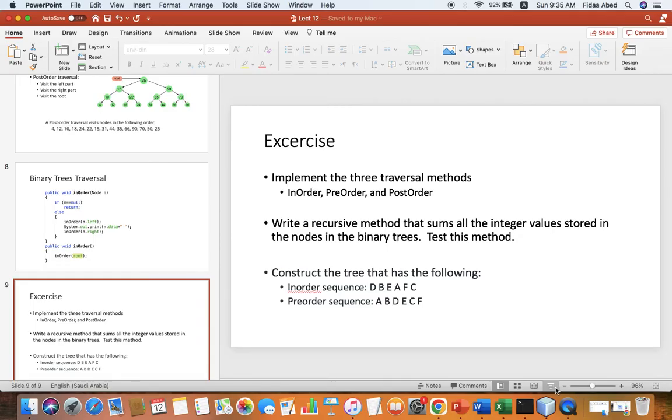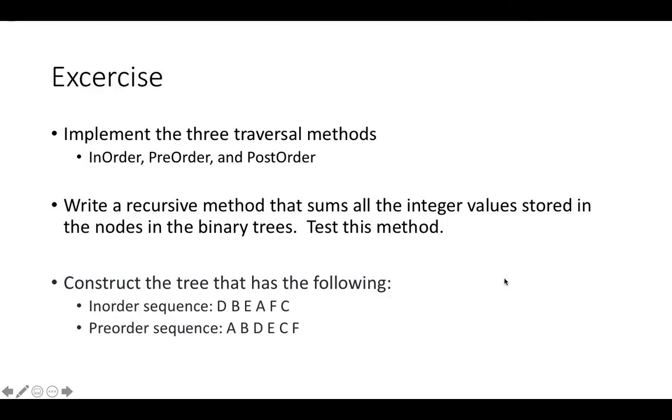Now, as an exercise, we need first to implement the three traversal methods. InOrder we already implemented, and the PreOrder and PostOrder will be similar to InOrder, but we just need to fix the order in which we visit the root. And then we need to write a recursive method that sums all the integer values stored in the nodes of the binary tree.